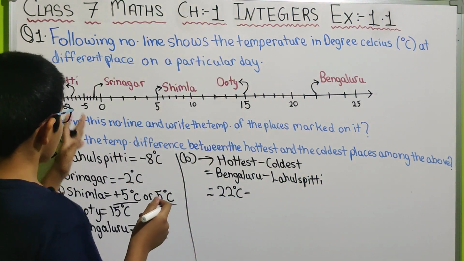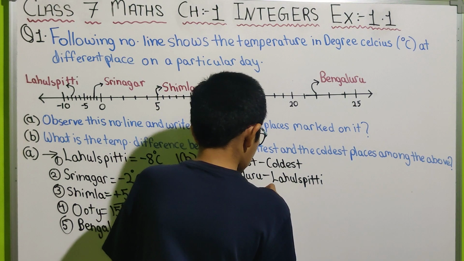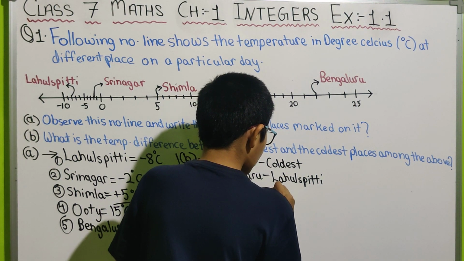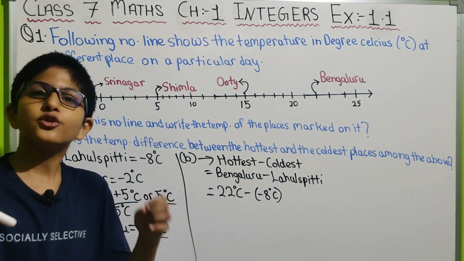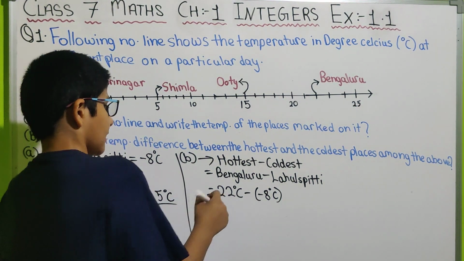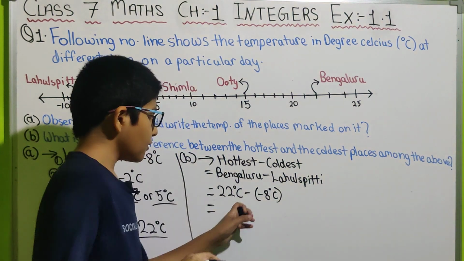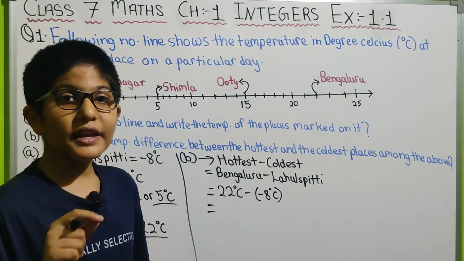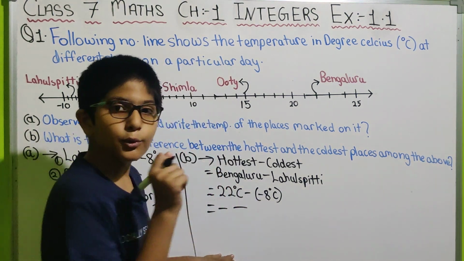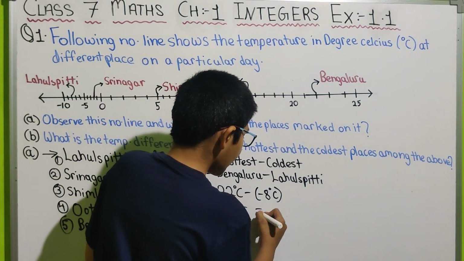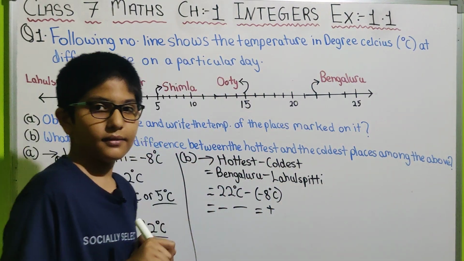Minus sign, then Lahore Spiti temperature is -8 degrees. So here we'll put a bracket, because minus signs don't come in front like that. Here now 22 minus. And what will happen if minus comes? See, if both minus signs come together, what will come? Here a plus sign will come.